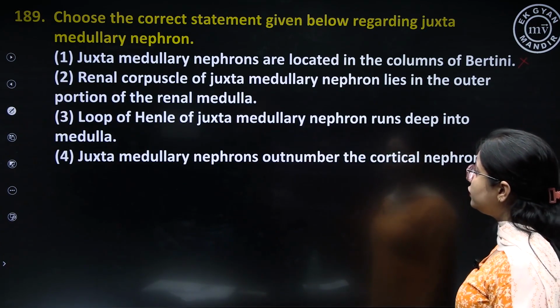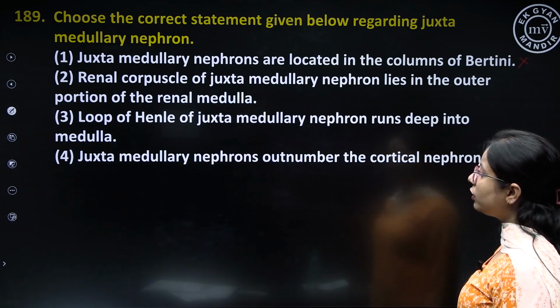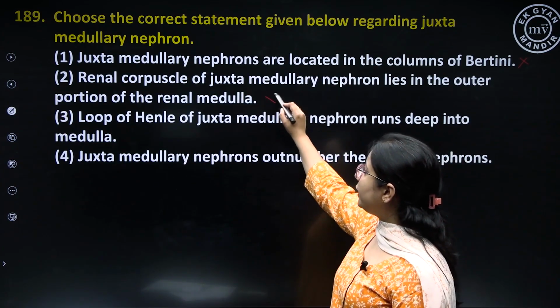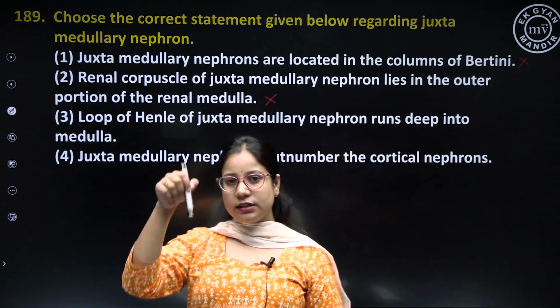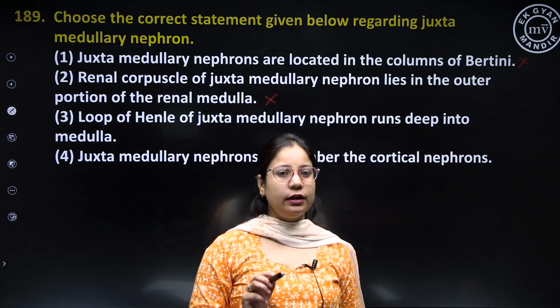Renal corpuscles of juxtamedullary nephron lie in the outer portion of renal medulla. No, it lies in the cortex. Only the loop of Henle runs deep into the medulla, not the renal corpuscle.